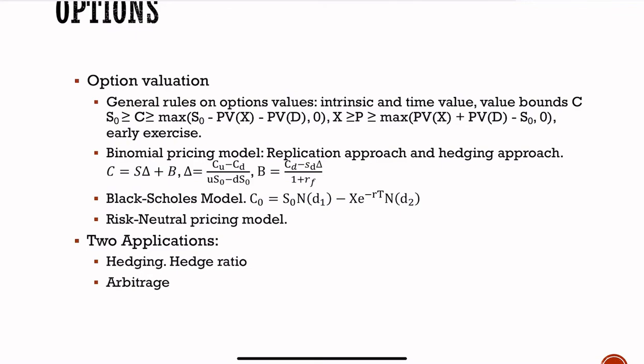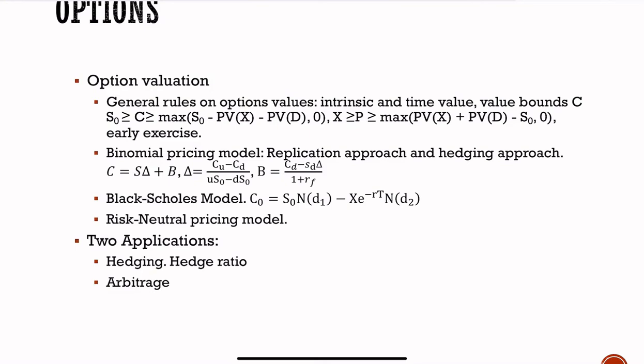And we also talk about value bounds, that is the upper bound and the lower bound for call and put options. And if you look at the lecture notes, it's actually based on a very simple argument, and it is also based on the put-call parity theorem, right? So it's important for you to understand how to get these bounds by using put-call parity theorem.